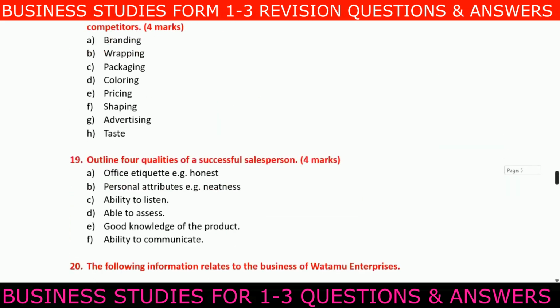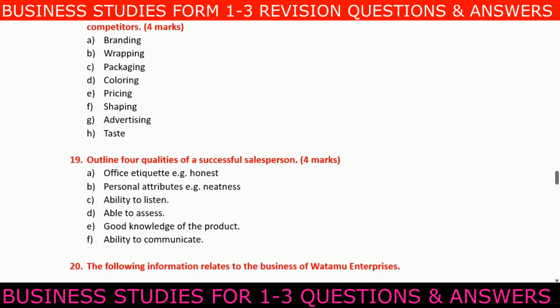Let's go to question number 18. You're told to highlight 4 ways in which a firm may differentiate its product from those of its competitors. How can a firm differentiate its products or its services?